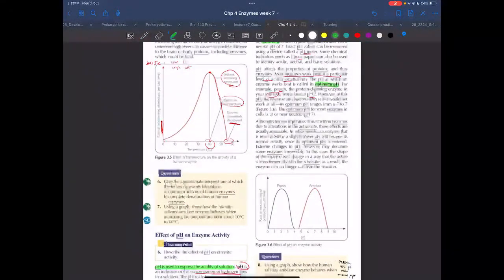Here, and the pH of our body, just a note for you guys. The pH of our body is usually neutral too. That's why, look what they say: the optimum pH for most enzymes in our cells is at or near neutral pH 7. Because we want them working in our cells and our body's pH is 7. We don't want them to work in an acidic environment, because then our body will have to change its environment. And we don't want to get into those issues.